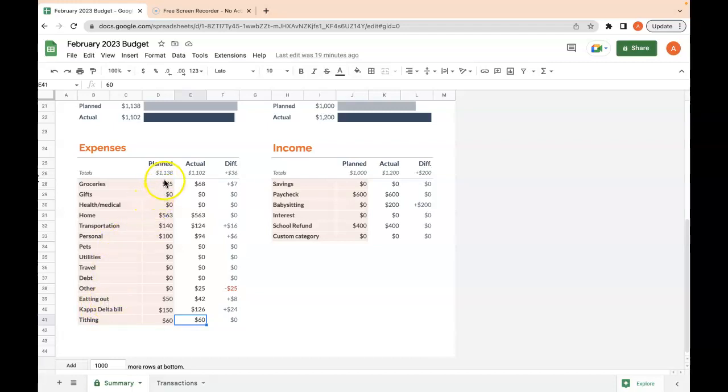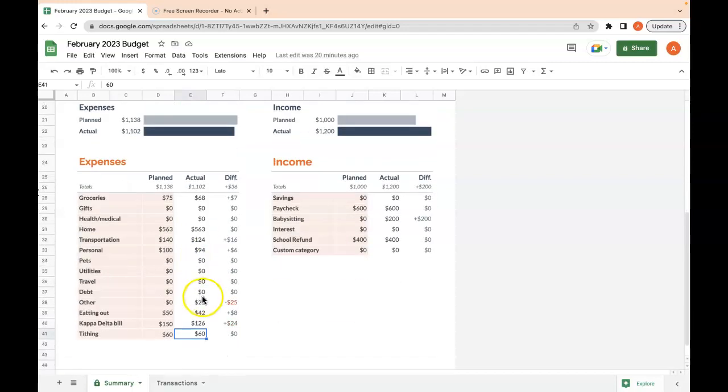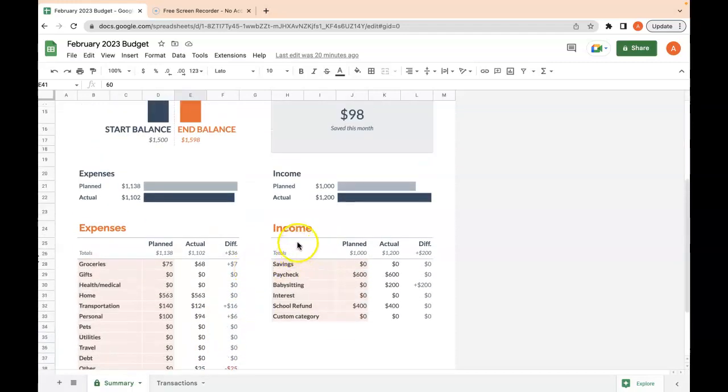And so I went ahead and planned what I expected to pay, and then in this category, I have what I actually paid. So you can see for groceries, I planned to spend around $75, and in reality, I actually spent $68, making a difference of $7. And I did that with different categories within each of the things that I spent money on. And then on this side is my income.